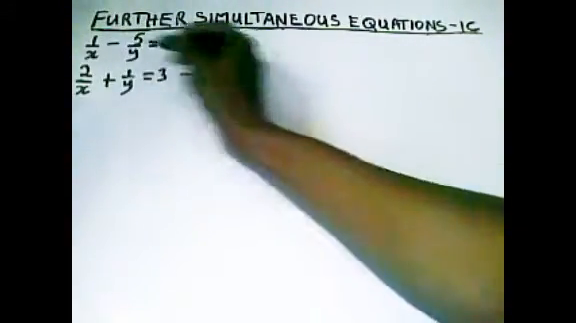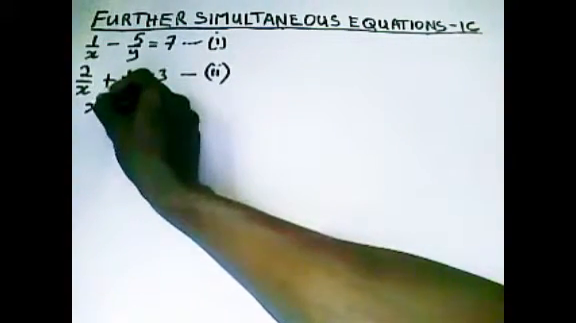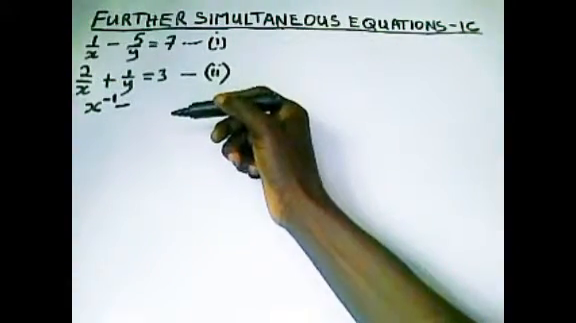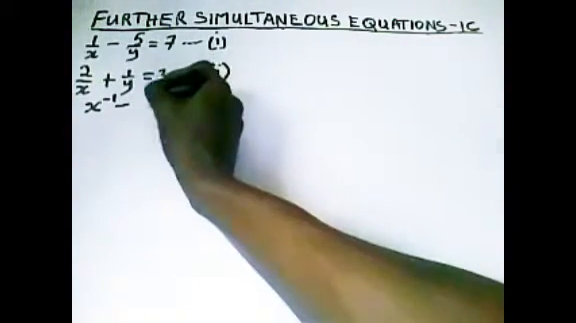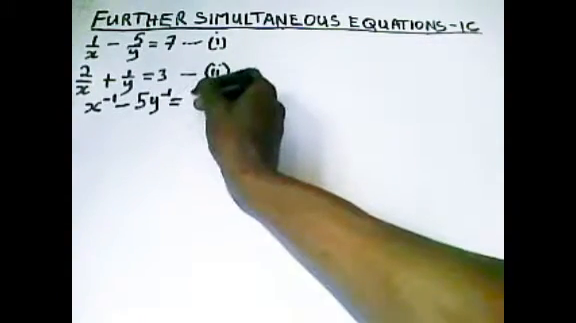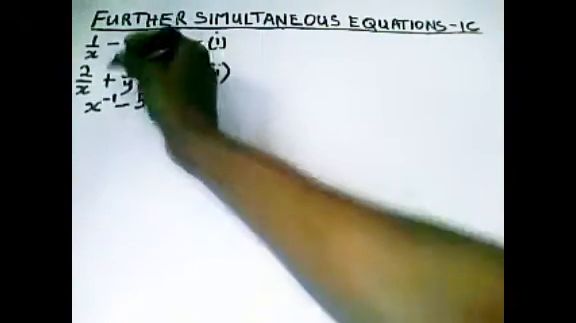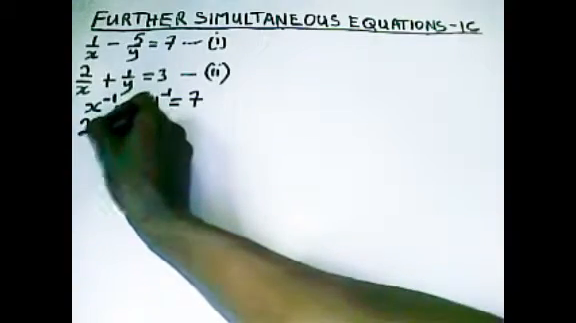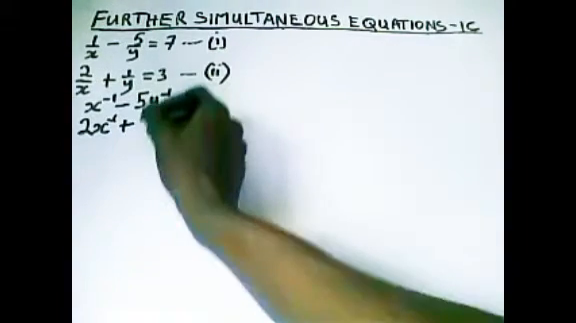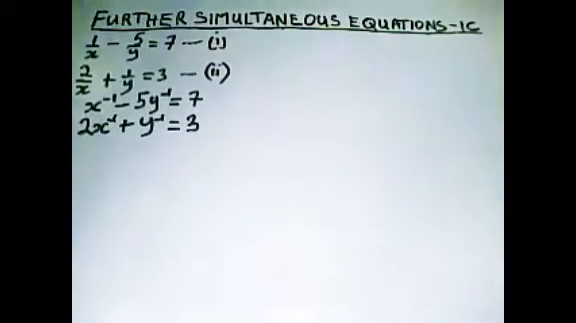So in equation 1, my 1 upon x can be written as x power minus 1, then minus. Then our 5 upon y can be written as 5y power minus 1, then everything equals 7. We are going to do the same thing to equation 2. So 2 upon x is the same thing as 2x to power minus 1, then plus 1 upon y is the same thing as y to power minus 1, then everything equals 3. So this is the first thing we are going to do.